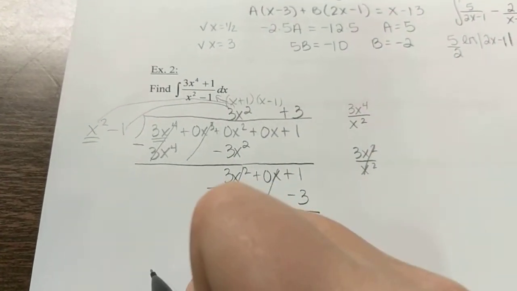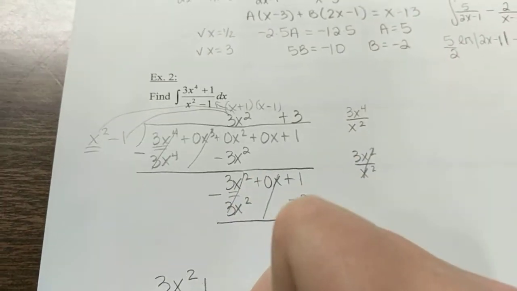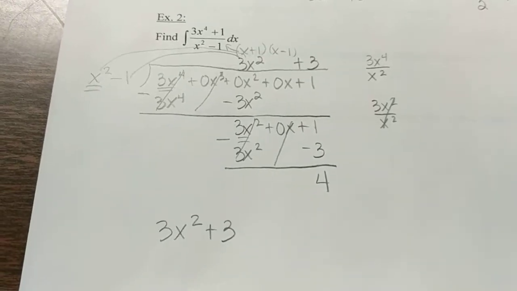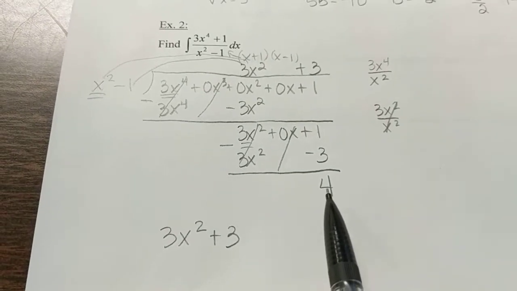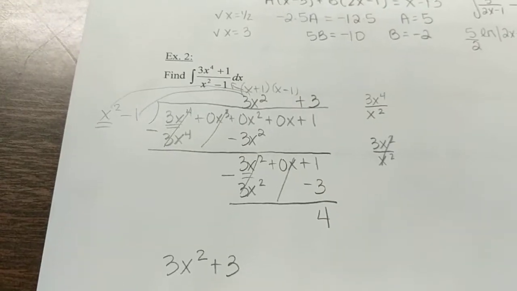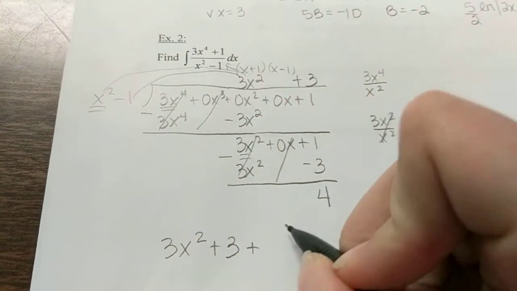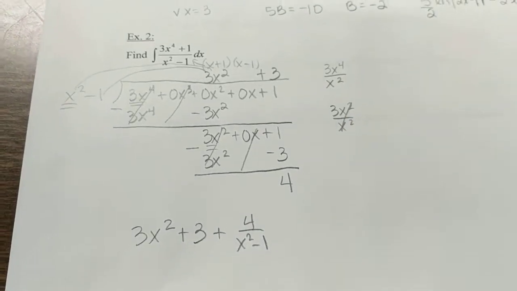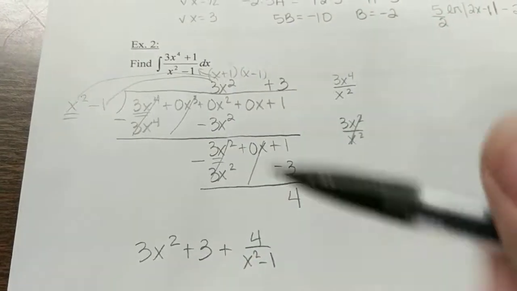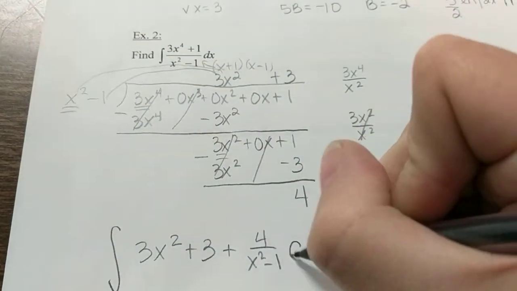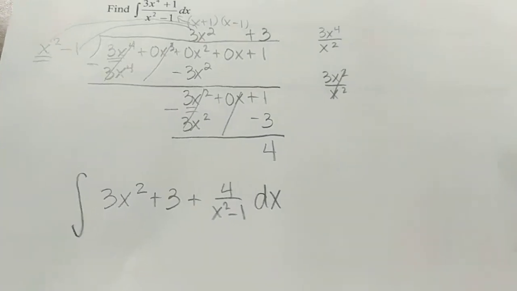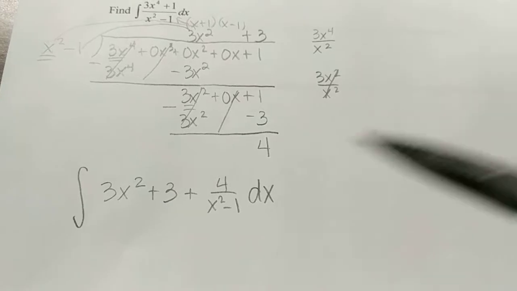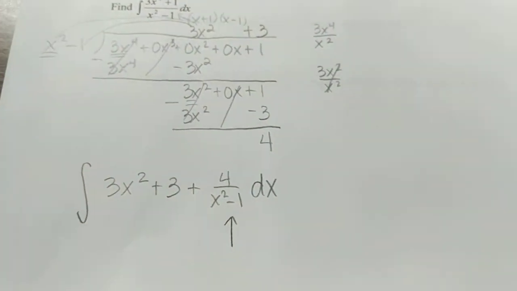So what we've got now is our result of 3x squared plus 3, and we don't write R4 like we did in elementary school. What we do say is our remainder is 4 divided by x squared minus 1. So we still have this weird fraction in here. So all we did is rewrite this problem. So we still have this as our integral. Now integrating this part and this part, no problem, we've got that. This part we have a little bit of a problem with.